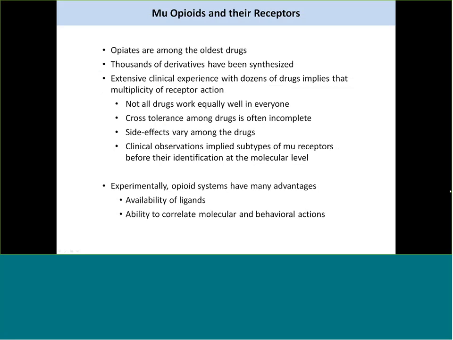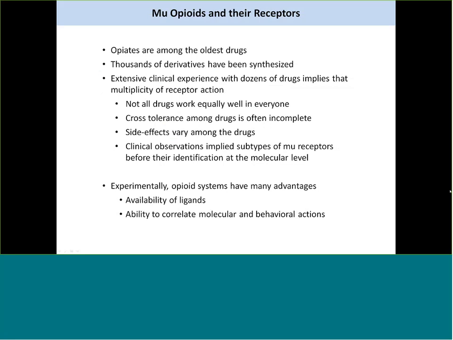There's extensive clinical experience with these drugs, and from this clinical experience, several observations came forward. First, although most of the drugs that are made act through mu receptors, it's clear that they don't work equally well in every person. Cross-tolerance among the drugs is often incomplete. Side effects can vary from one drug to another within a single patient. Pulled together, these clinical observations imply that there may indeed be subtypes of mu receptors, which were actually suggested prior to their identification at the molecular level.